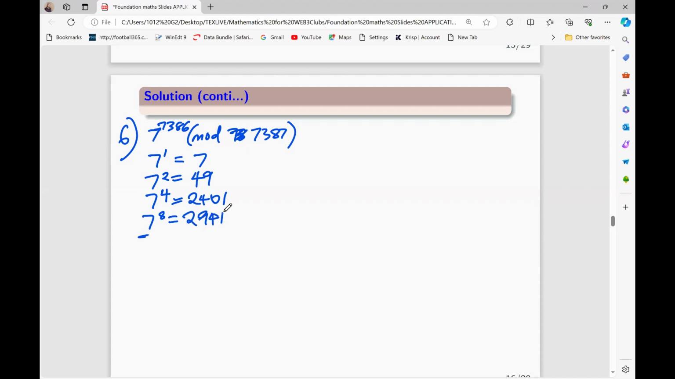What are you getting? When you square 2,401, then divide by 7,387. The remainder, or you're still 7 raised to 4. Okay.